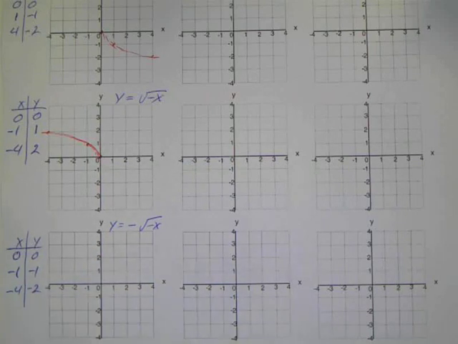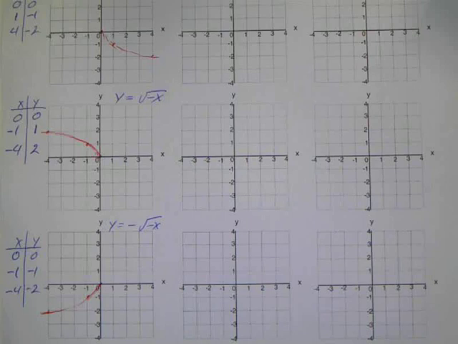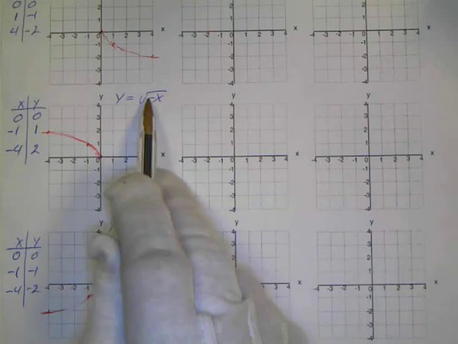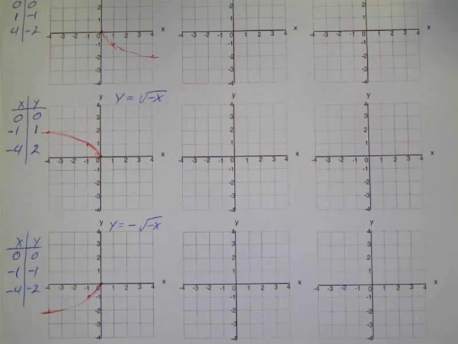So now we have 0, 0, negative 1, 1, and negative 4, negative 2. So it does indeed seem like it's reflected about the x-axis. So if we put a negative sign in front, it's kind of flipped about the x-axis. But if we have a negative sign inside, it kind of flips it about the y-axis. So those are your 4 basic shapes.